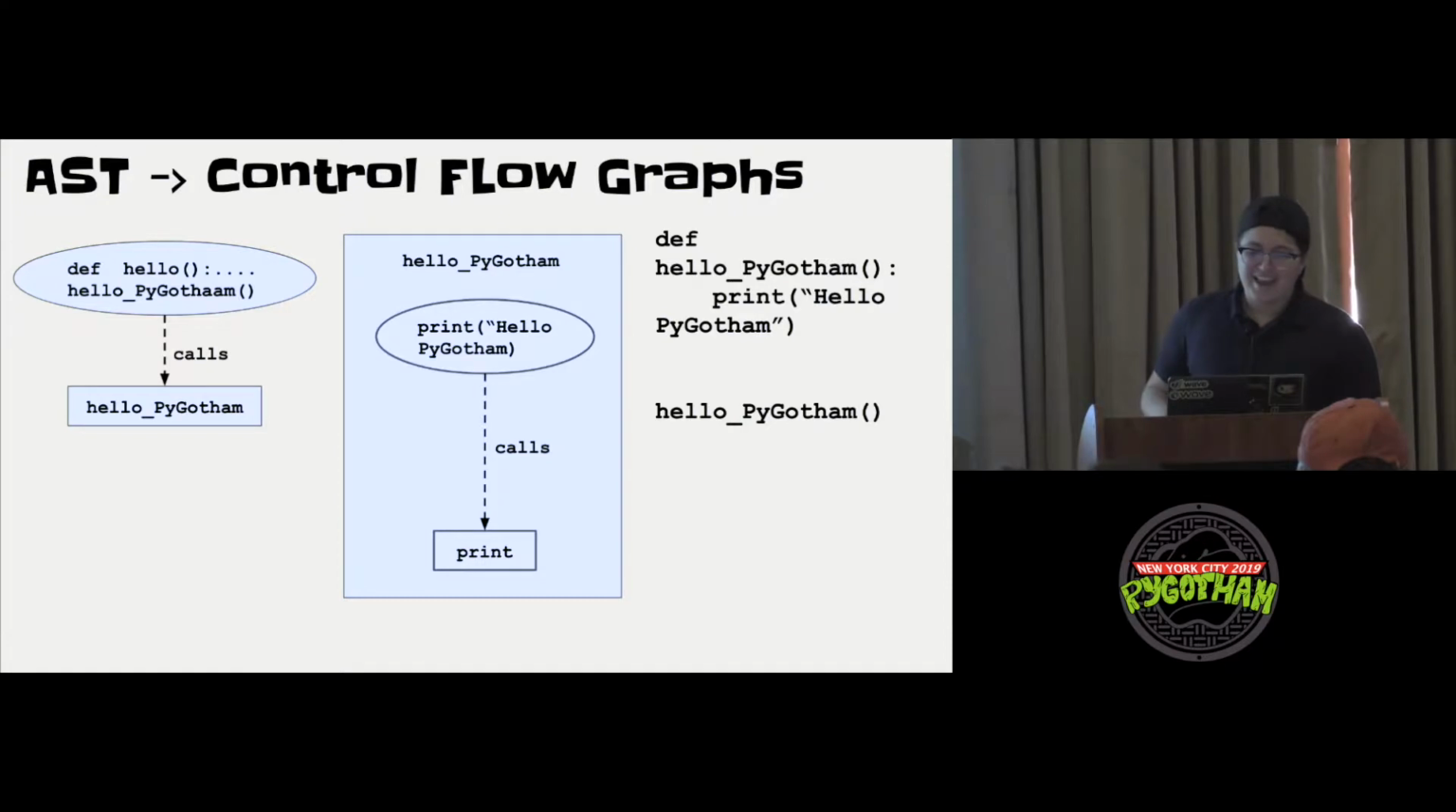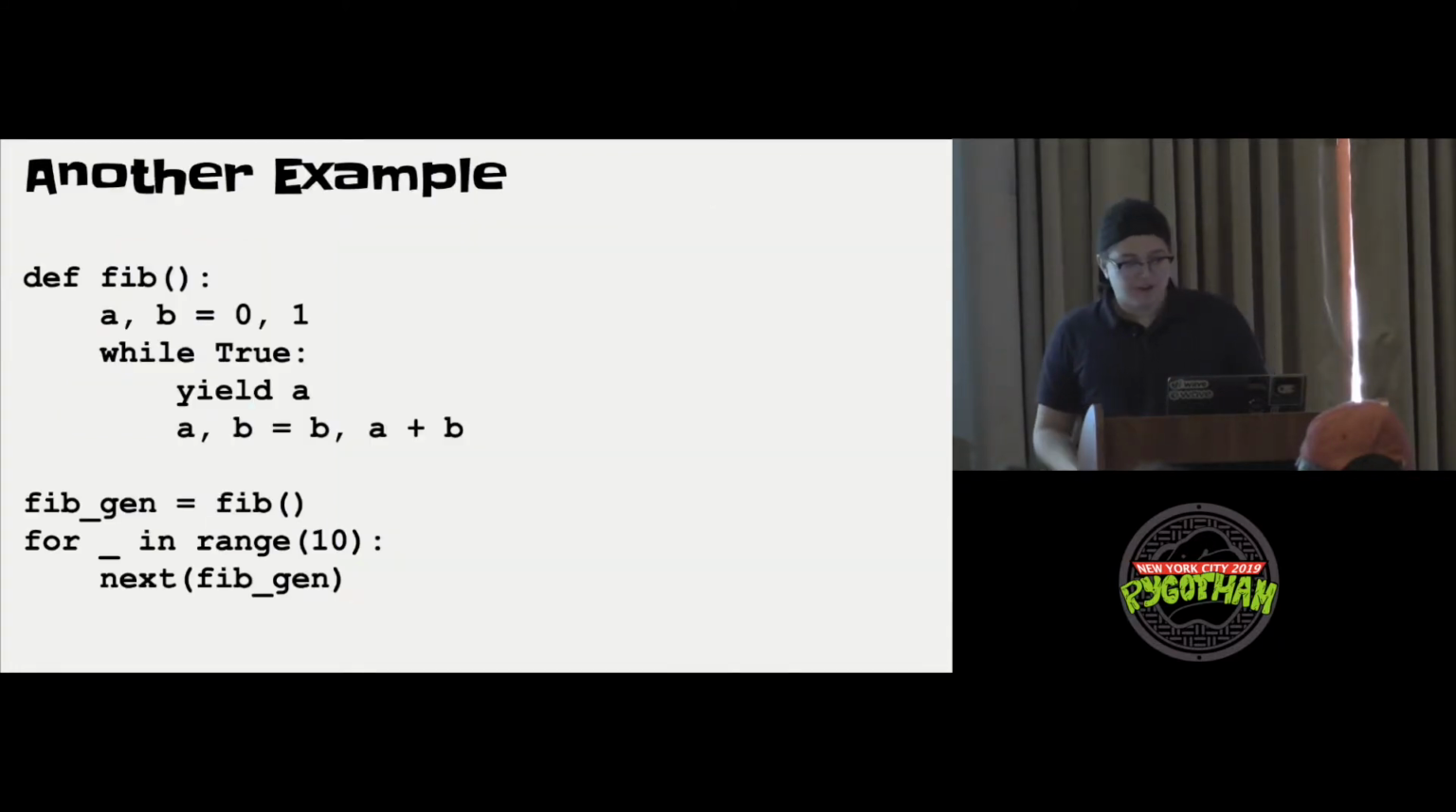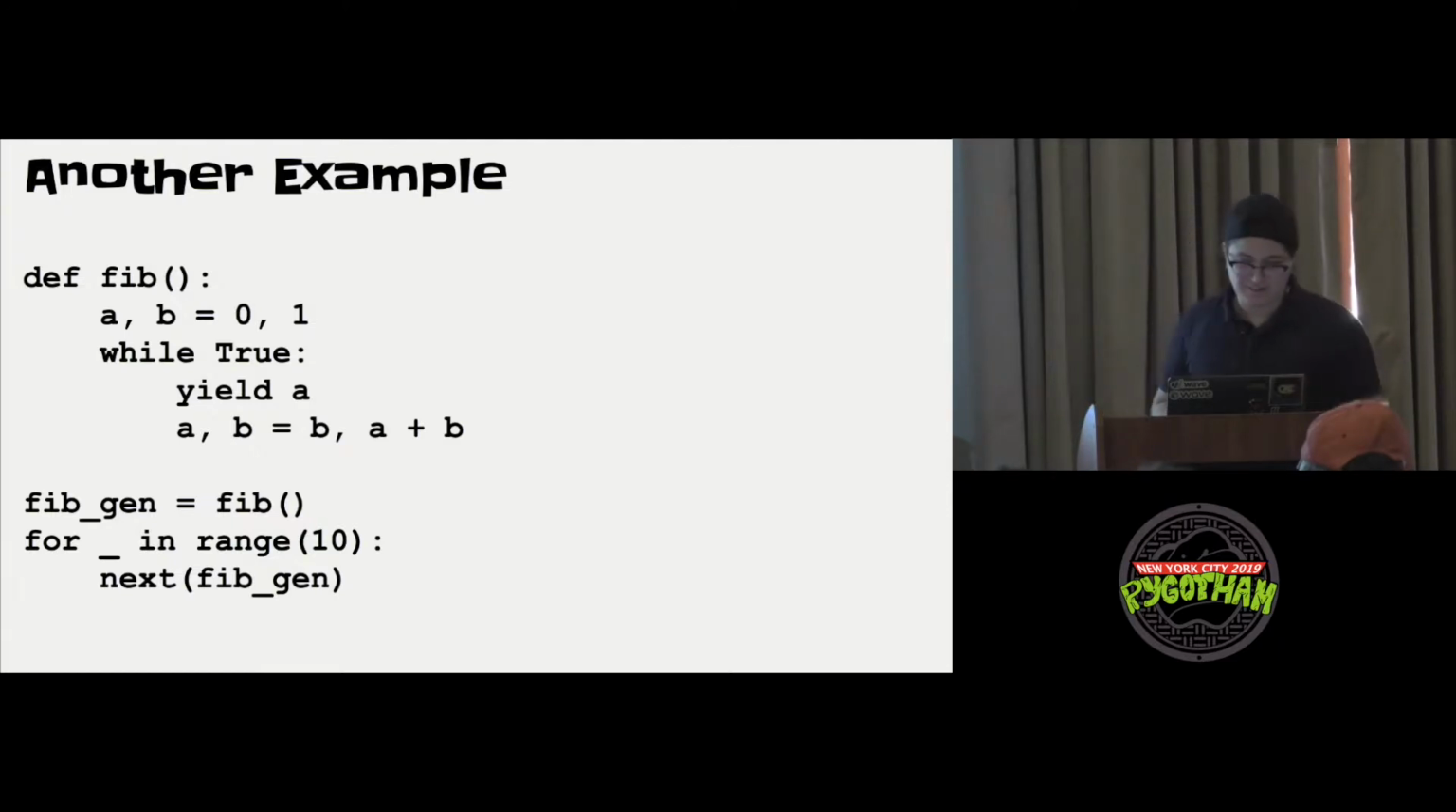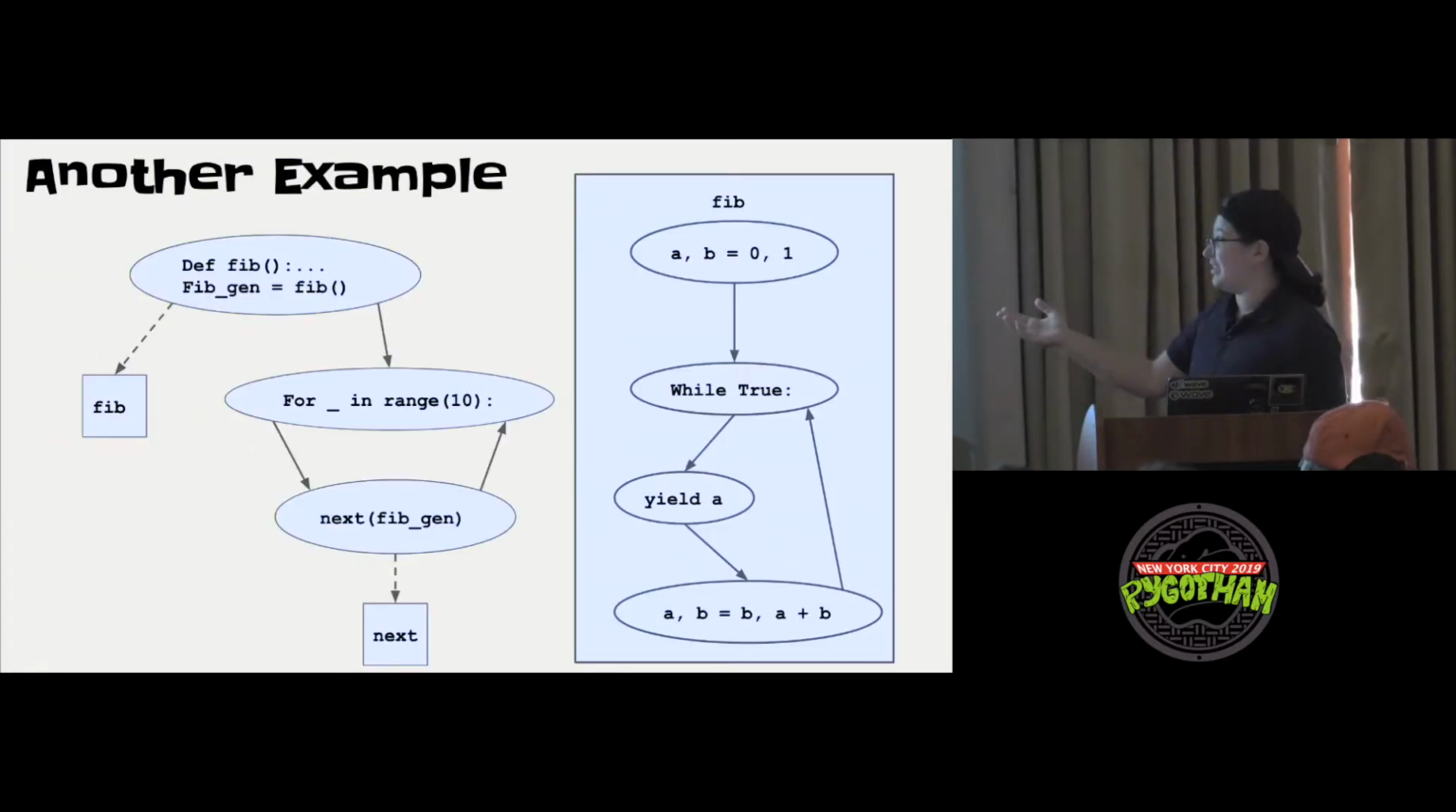Kind of like trees. And so we have the control flow graph. And the control flow graph kind of shows the flow of our program. And so every function kind of gets its own box, because functions don't necessarily need to be called. And so our program is pretty simple. We have hello PyGotham gets called, and then the print function gets called, and then we just get a print statement. But if we had something more complicated, like the Fibonacci sequence, this is what the source code would look like, and it would map to something like this.